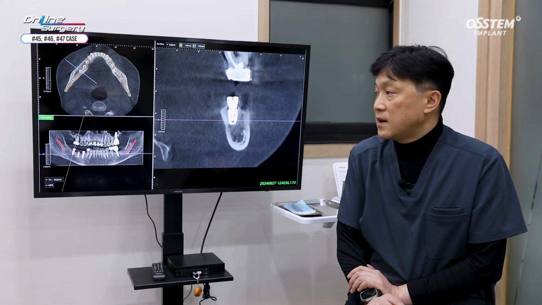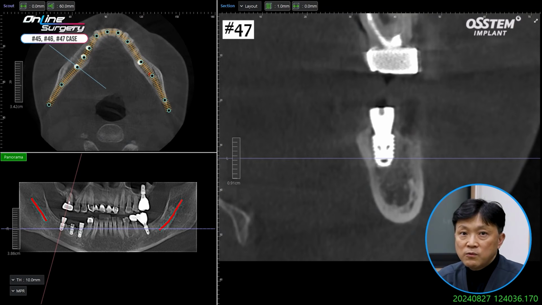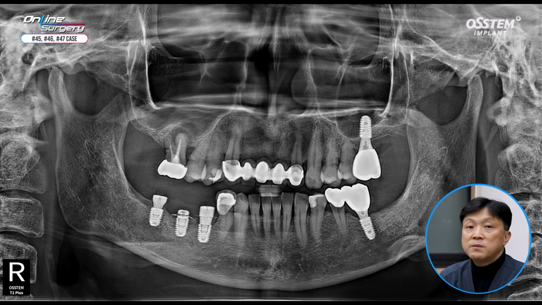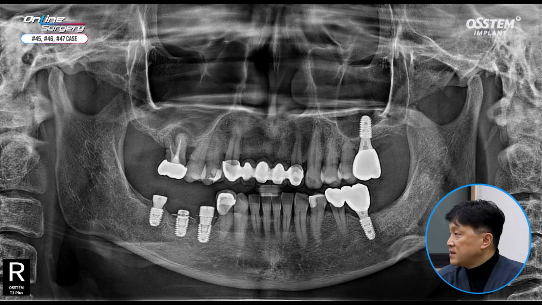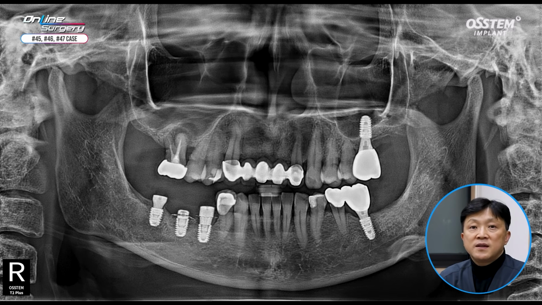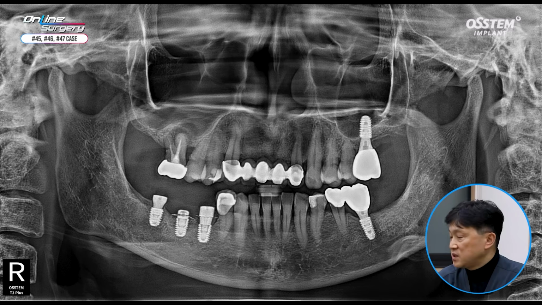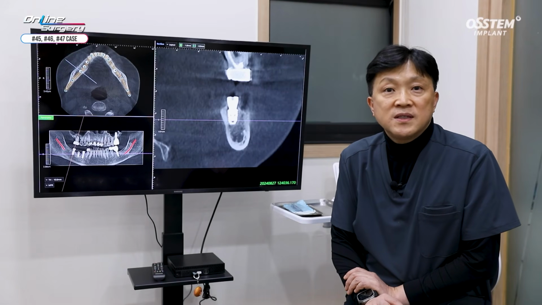And when it comes to delivery of prostheses, it is possible to place the prosthesis for number 47 in just 8 weeks. But given the condition of the adjacent implant, I made a plan to deliver the prosthesis in the 5th month after surgery. That was the explanation for a case where implants were removed from the mandibular posterior region after getting loosened due to peri-implantitis, and the sites were reconstructed.